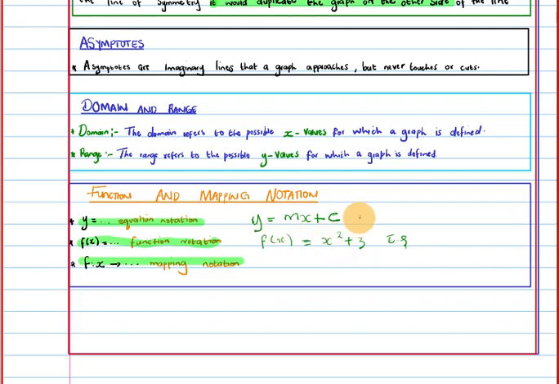It's either this one, an equation notation, this one, a function notation, or this one, a mapping notation. So it's up to you which notation you want to use. But the most popular ones are the first two, the first one and the second one. The third one is not popular, especially at the high school level.